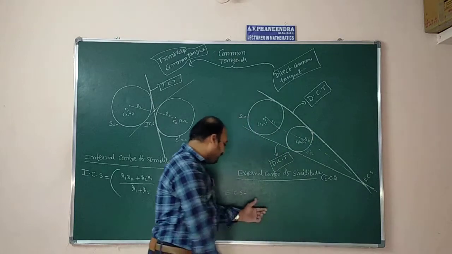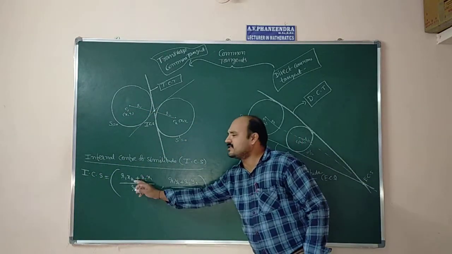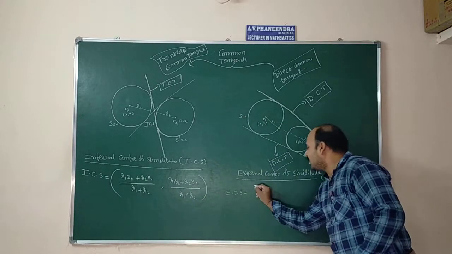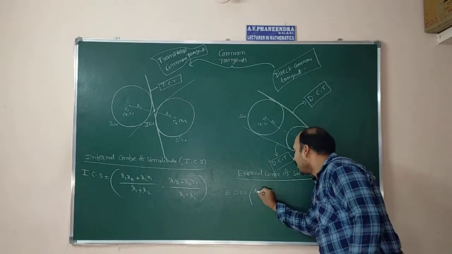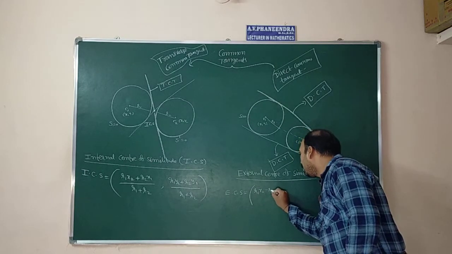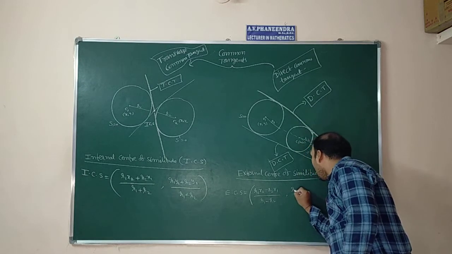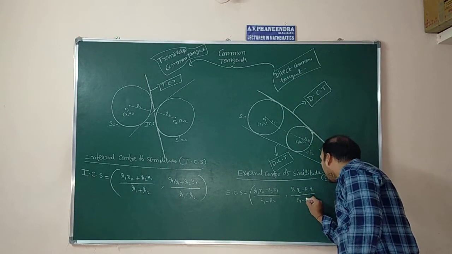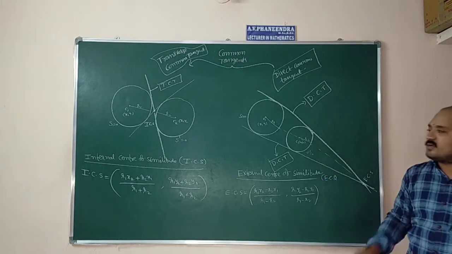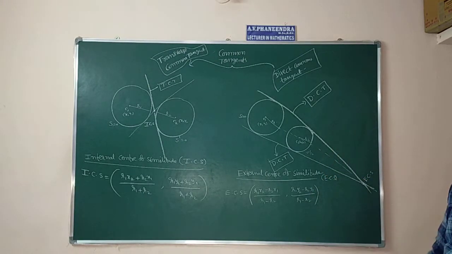So we can define ECS with the same formula. Wherever plus is there, you have to write minus. Therefore, the coordinates of the external center of similitude are R1x2 minus R2x1 divided by R1 minus R2, R1y2 minus R2y1 divided by R1 minus R2. Like this, we have to define the external center of similitude.